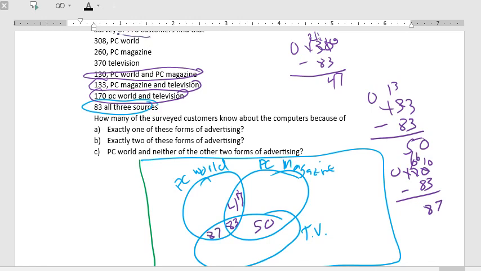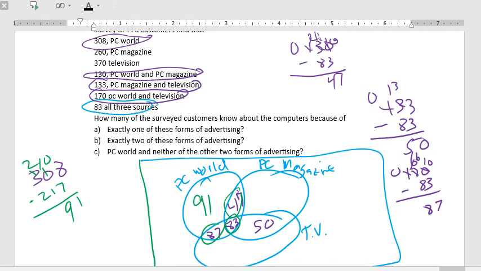Now for PC World, they give us 308. We're going to take the 308 and subtract these numbers, since they're in the PC World circle. If I add 47 plus 83 plus 87, I get 217. And if we subtract, we get 91.